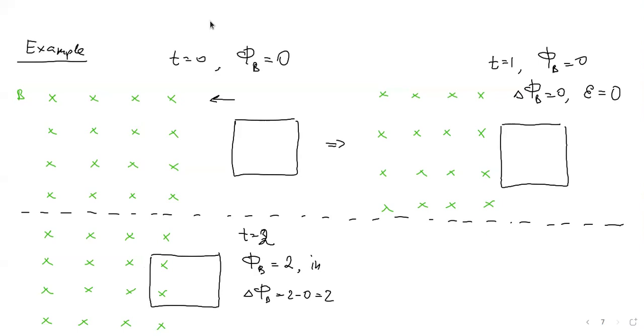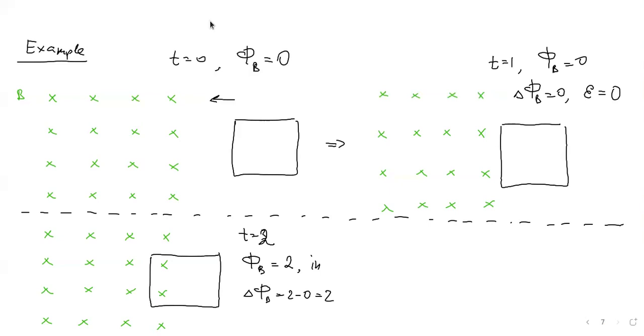The rule is the following. The induced EMF will produce current. Current will induce magnetic field internal due to the current. And this magnetic field will try to come back to the status quo to reduce the change in the flux.